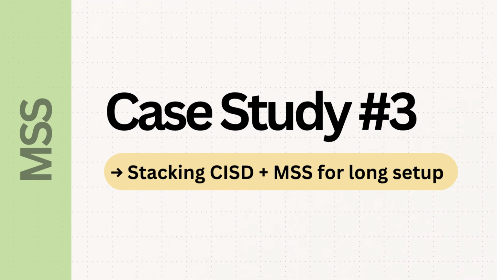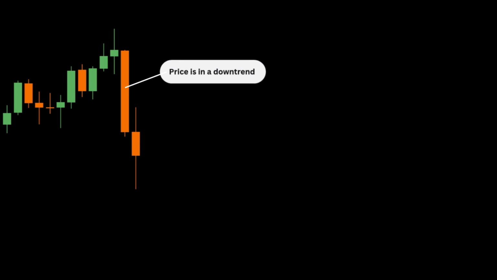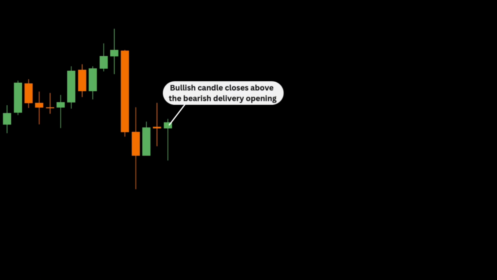Alright, so now let's take a look at how CISD and MSS can work together in a real market structure. Starting from the left side here, we can see that price was generally delivering bearish overall. Sellers were still maintaining control of the market, and price was struggling to create any meaningful bullish continuation. But eventually, buyers began stepping in around this area right here. And notice the smaller white line I marked here. This is our bullish CISD.